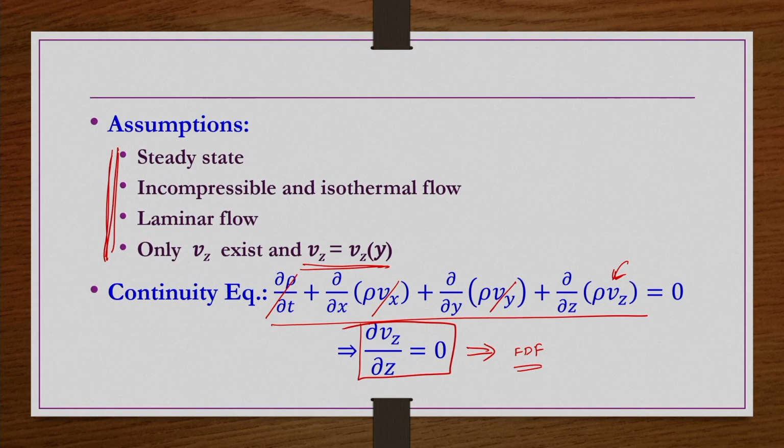So, that is what we are doing here, that is what we get here. We are not sure from the geometry whether the flow is fully developed or not, but by simplifying the continuity equation, what we understand is ∂Vz/∂z = 0. That means the flow is fully developed in the z direction.